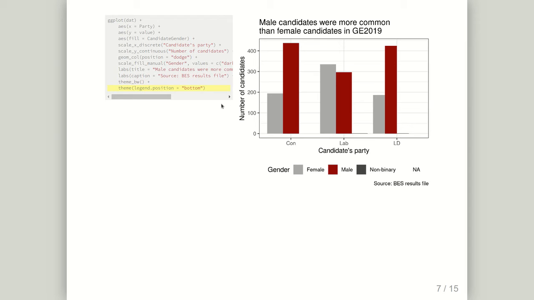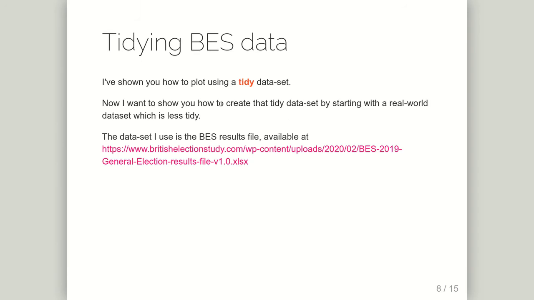So it's a reasonably attractive looking bar chart, but all of that relied on having data in the right format, in having what we might call a tidy data set. And now in the second part, I want to go into the details of how I constructed that tidy data set by starting with a real world data set. So it's the results file maintained by the British Election Study, and you can follow the link to see what it looks like. By default, it'll probably pop up in your spreadsheet application, but that's fine too.